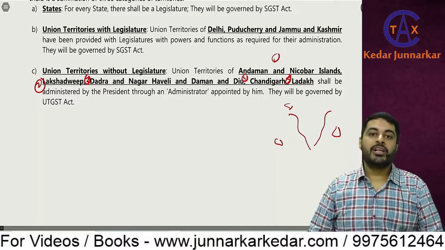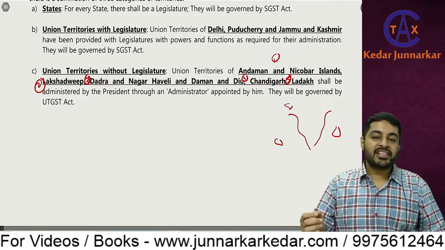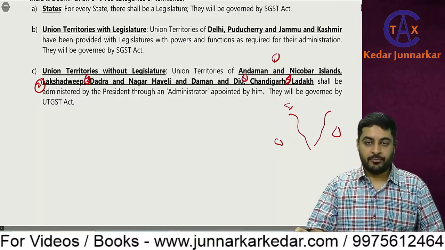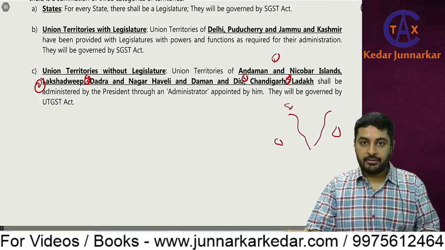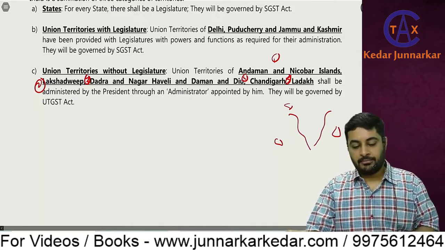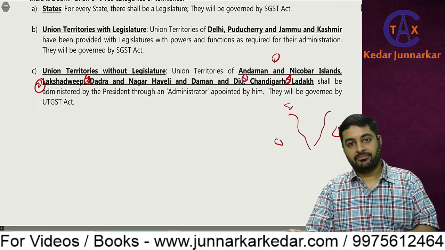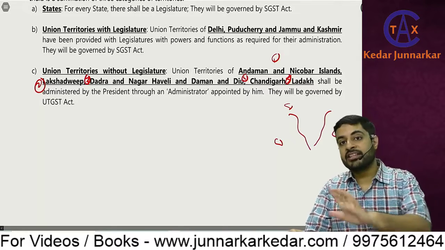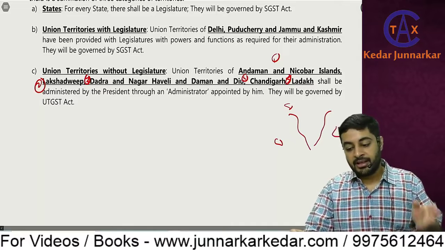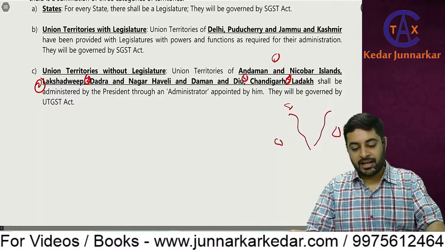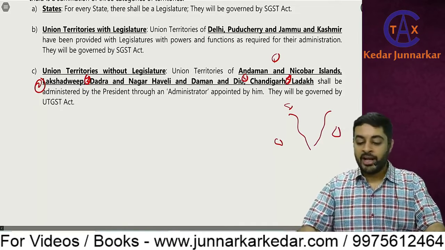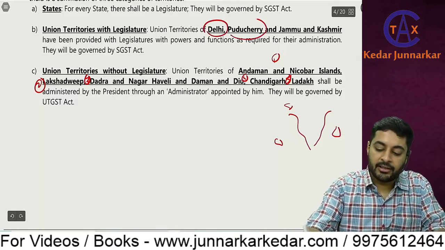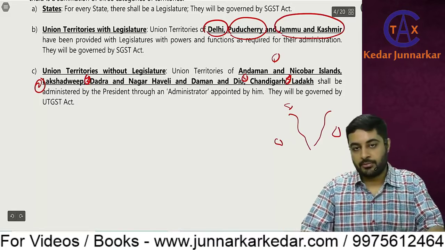They will be governed by the UT-GST Act. So if an intra-union territory transaction takes place in these, then which tax will be levied? UT-GST plus CGST. So if a transaction takes place in union territories without legislature, CGST is there plus UT-GST. Now there are three union territories with legislature: the Union Territory of Delhi, Puducherry and Jammu and Kashmir.